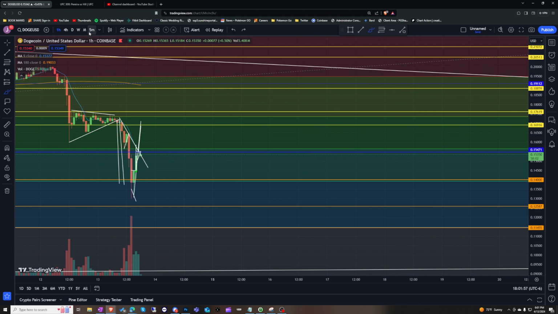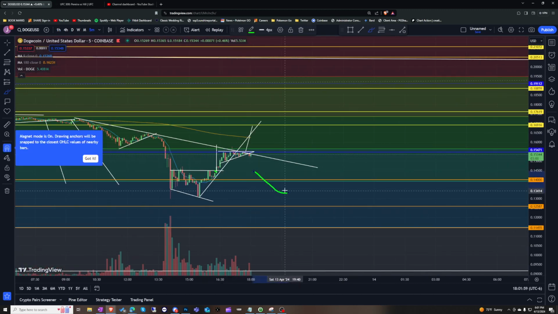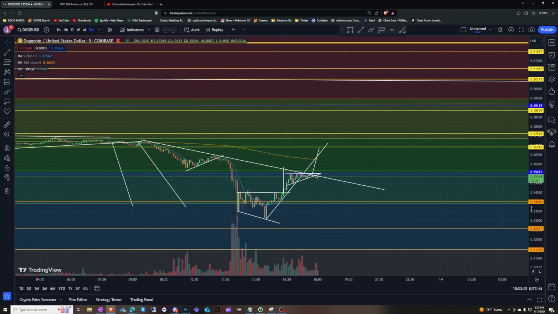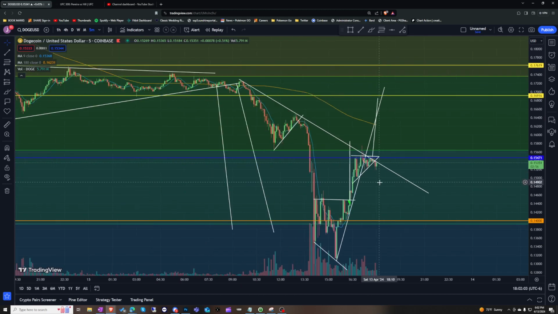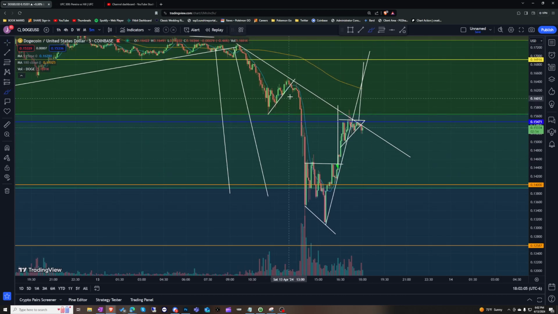I was kind of wondering if it's just going to completely bounce back to where it was, because this was like a huge move down, and then it just started coming back to the upside. Let's see about this trend line, though, and if we could break that going to the upside.